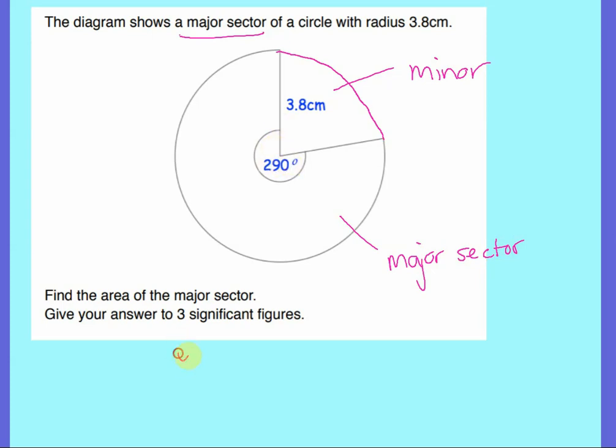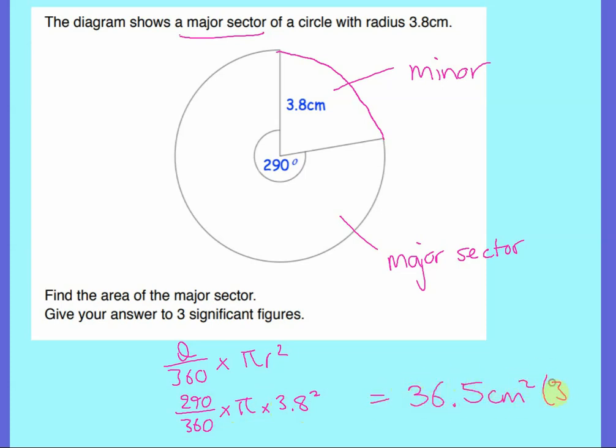So that's simply going to be, I'll write the formula, theta over 360 times pi r squared. That's 290 over 360 times pi times 3.8 squared. That's pretty simple, isn't it? But I just included that one because they've got this language of majors and minors. So 29 over 36 times pi times 3.8 squared, and I get, to 3 significant figures, 36.5 centimeters squared to 3 SF.